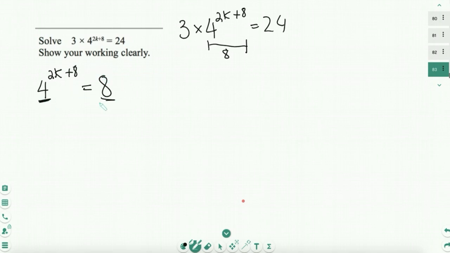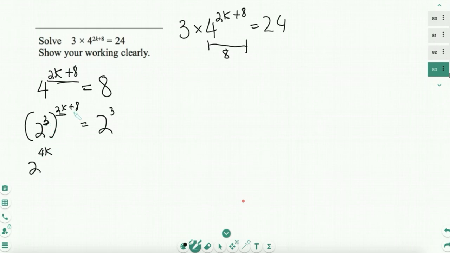Next, let's look for a common base. Well, it can be 2, because 2 squared makes 4, and 2 cubed makes 8. So 4 is basically 2 squared, and all that is being powered by 2k plus 8. And then 8 is basically 2 to the power of 3. Then inside-outside rule, we multiply that. So 2 times 2k will be 4k, and 2 times 8 will be positive 16. And that's equal to 2 to the power of 3. Our bases are the same. We can cancel it out.